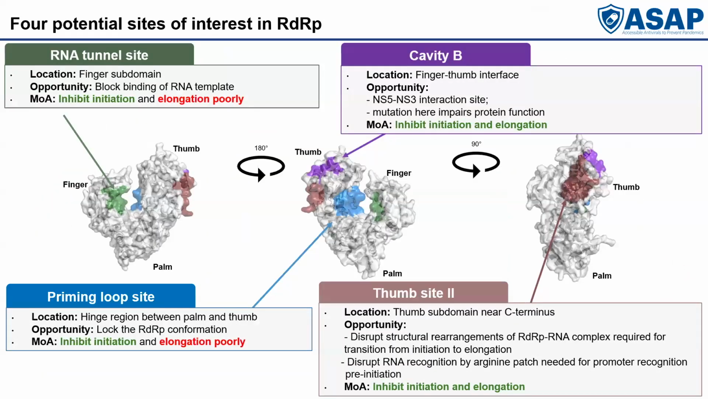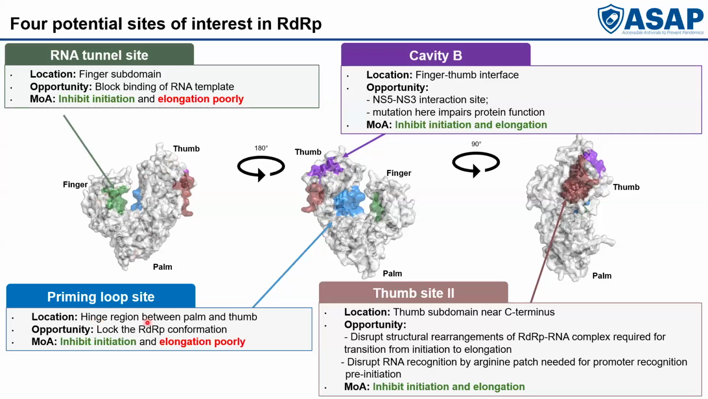Now I will go into each of the sites in a bit more detail. The first site, the RNA tunnel site, is located at the finger subdomain. The main opportunity here is to block the RNA template binding. By blocking this site, we can inhibit initiation, but elongation is also inhibited, though very poorly.